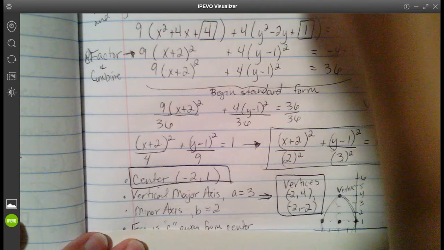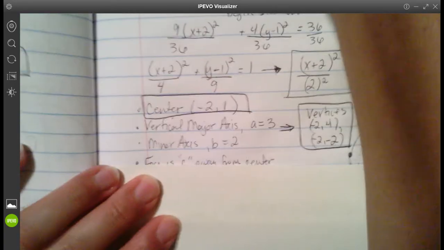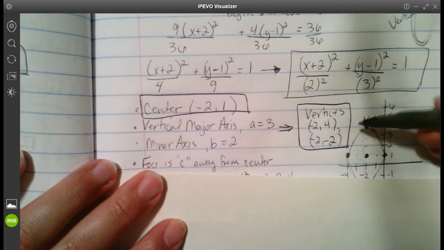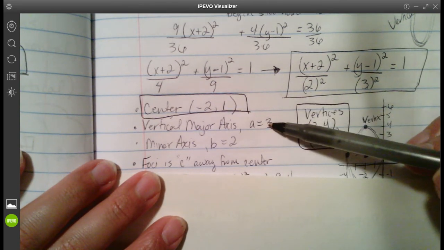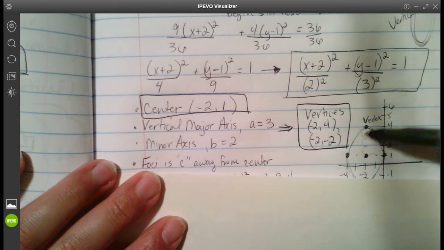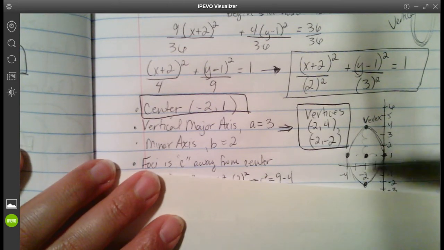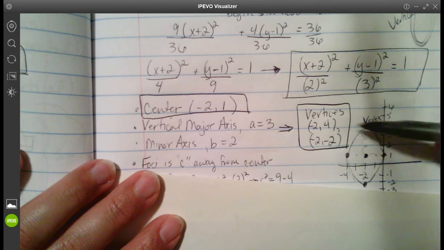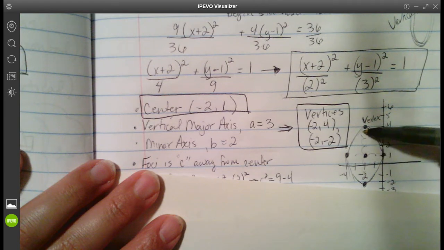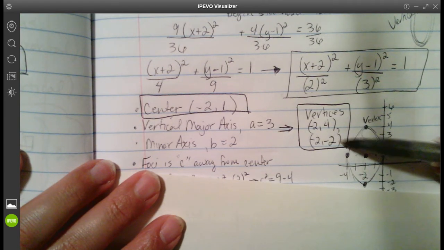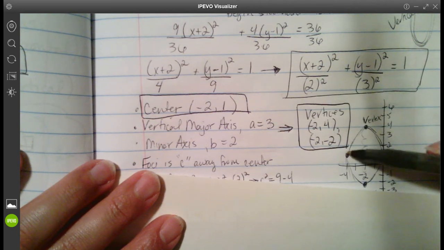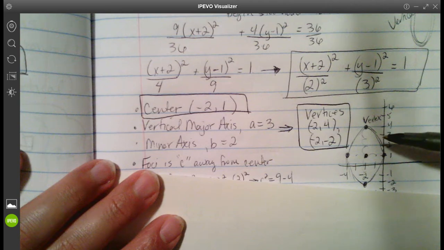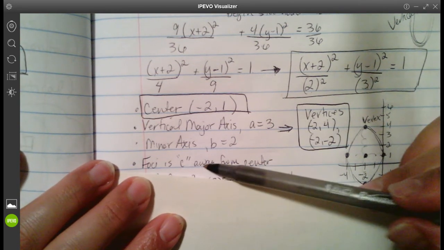And I think that's everything. Let me see. All right, so everything's labeled here. We have our center, (-2, 1). Since I know that the major axis is 3, you can see that I counted 3 up and I counted 3 down, and that gave me the endpoints, which are also the vertex points, or the vertices. So if I go 3 up, I land at (-2, 4). If I go 3 down, I land at (-2, -2). With my b, I go 2 to the right, 2 to the left, and that gives me the other sides of the ellipse. And the last thing I need to find is the foci, because they are asking for the foci.